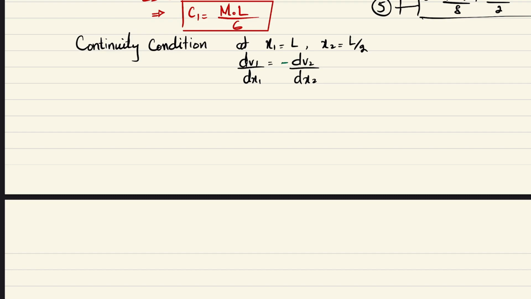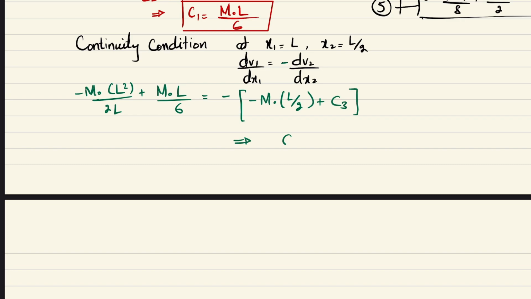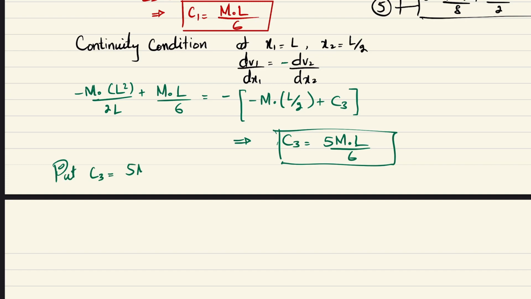So dv1 over dx1 at x1 is equal to L gives minus m naught L square over 2L plus m naught L over 6, which is equal to minus m naught into L by 2 plus C3. So when you solve this, you will get C3 is equal to 5 m naught L by 6. Now put the value of C3 in equation number 5.